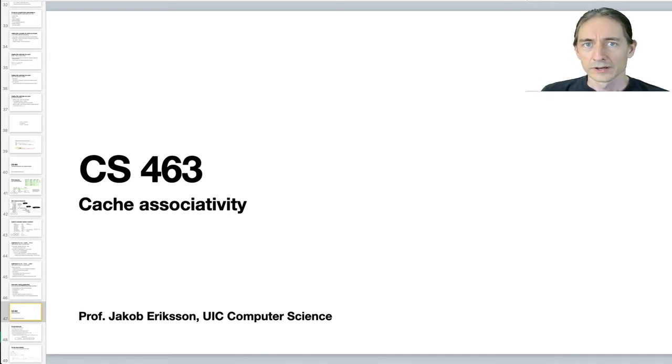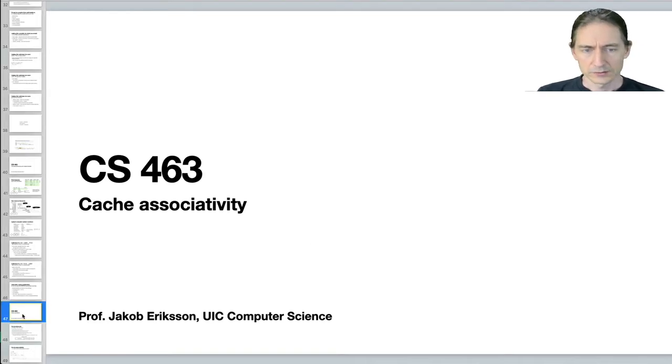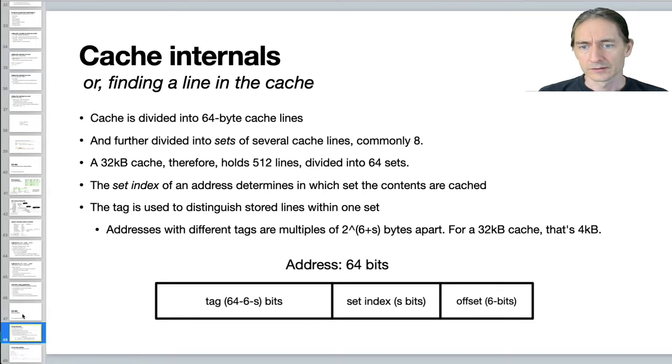As promised, a little look into cache associativity and how the cache works internally to some extent. So, given an address of 64 bits, from a cache's perspective, this is divided into several pieces. First, the cache always deals with memory in terms of 64-byte chunks, or cache lines. So the first 6 bits are treated as an offset into the cache line that we're currently dealing with.